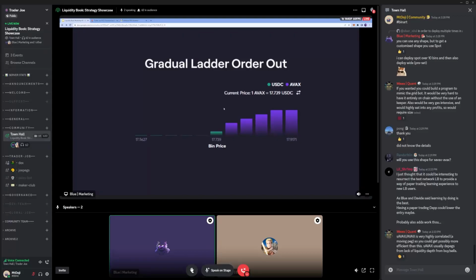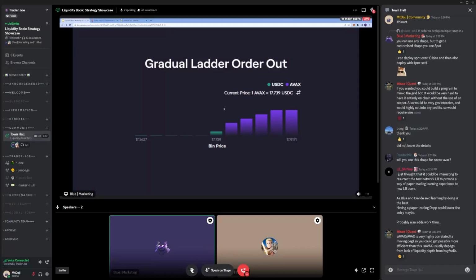This is the USDC pool with AVAX, and the position on the screen right now has 5 purple bins. That's AVAX, stacked up to $17.90. My position here is that I'm wanting to sell or swap these AVAX tokens into USDC. I'm thinking the price of AVAX will go up to about $17.90.